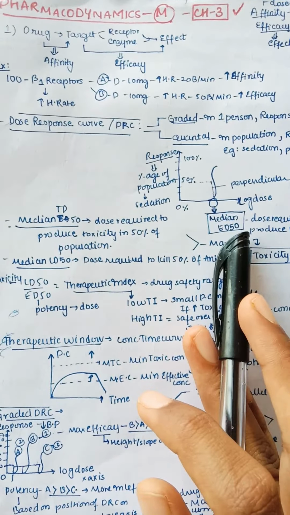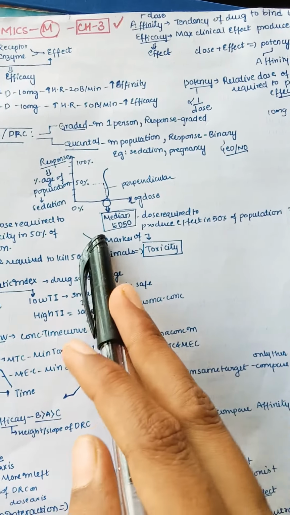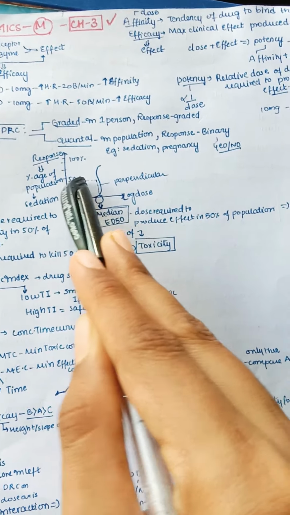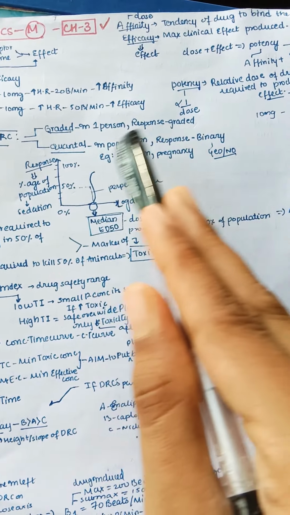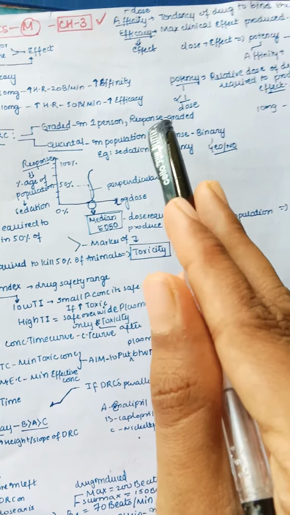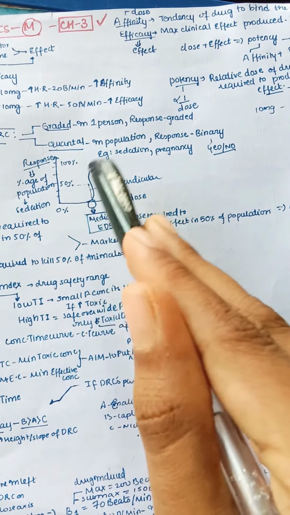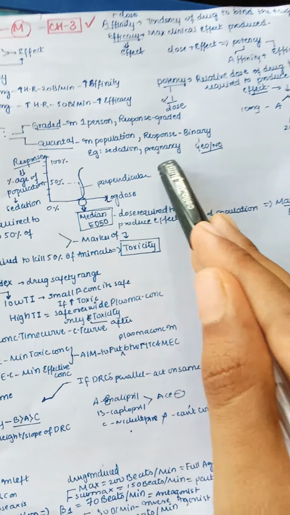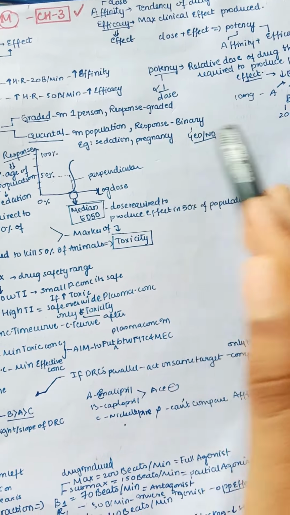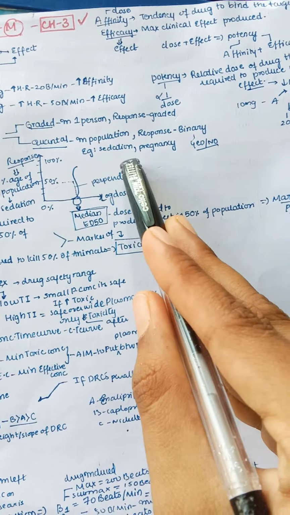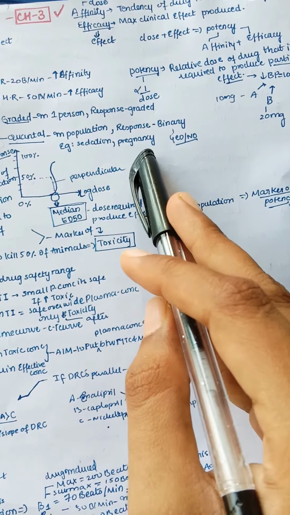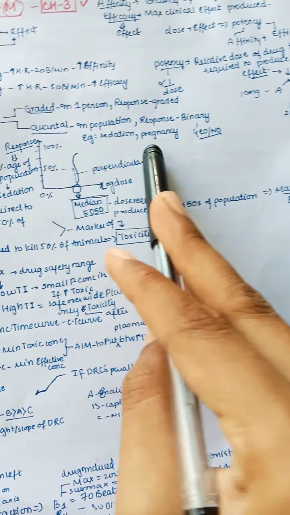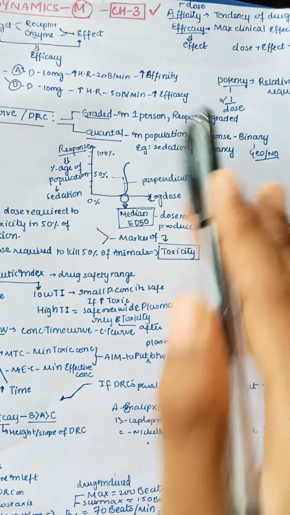So what is a dose response curve or DRC? It is divided into two types, that is graded type and quantal type. In graded type, for example in 1% the response is graded here. But in quantal type, it is taken in a population and the response may be binary, like a yes or no pattern. For example, you can take sedation. In a person, is there sedation or not? Yes is sedation, no is no sedation. And pregnancy, if the person is pregnant or not, like yes pregnant or no not pregnant. It's only a binary type, whereas the other is graded type.